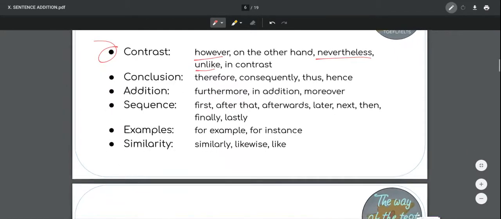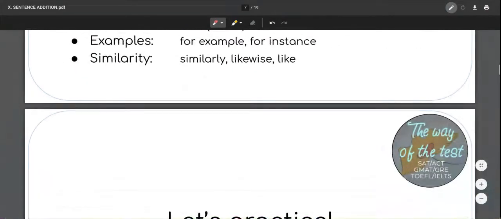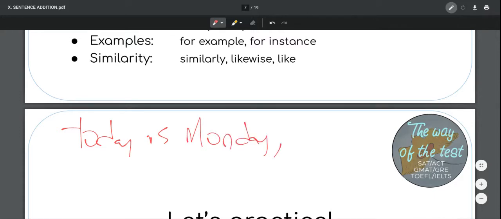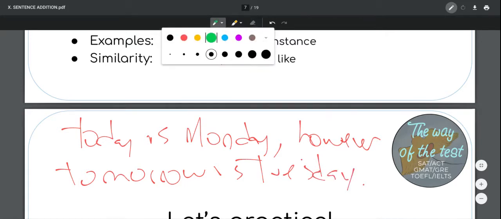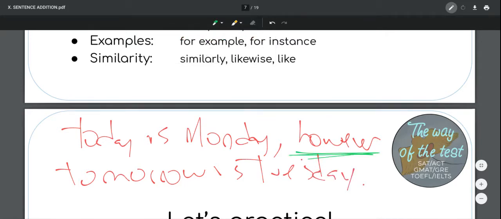Like if I have this, I'm going to write it here: today is Monday, and then however, tomorrow is Tuesday. If you notice, in this case, the however is a mistake, right? Because there is no contradiction between being Monday today and being Tuesday tomorrow. Actually, it is what we expect. If one day is Monday, we expect the following day to be Tuesday.